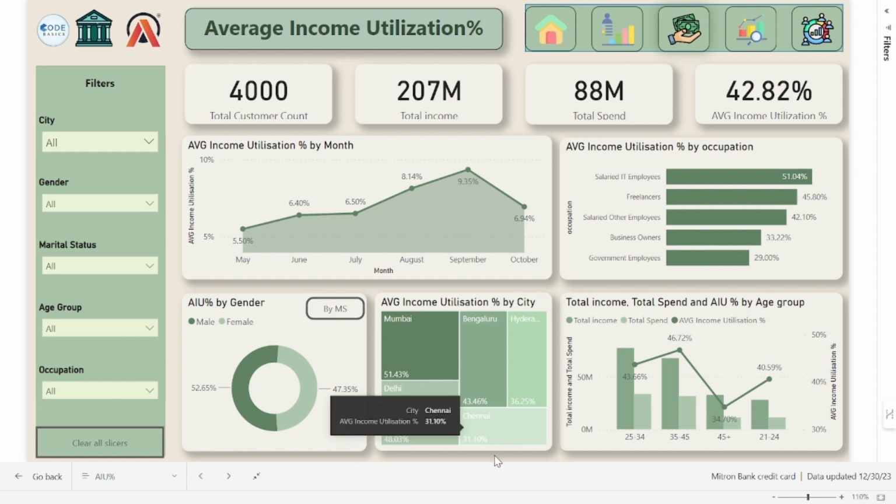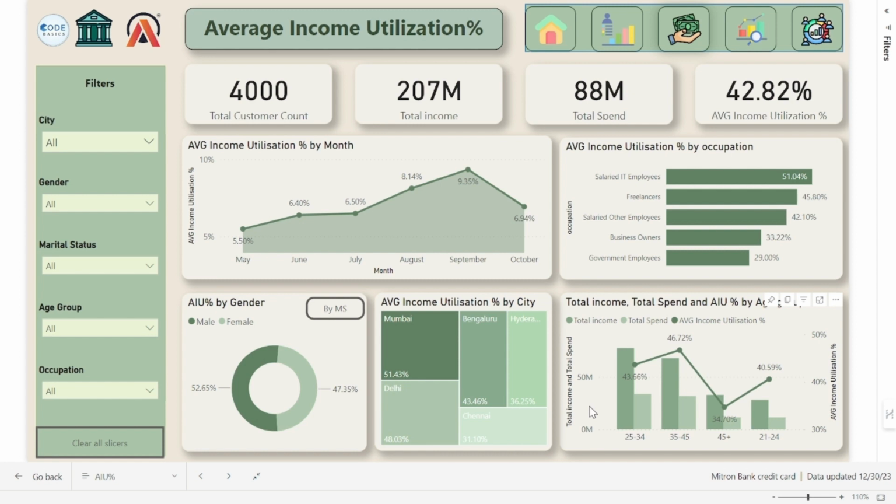And if we come to this tree chart, Mumbai takes the lead with an average income utilization of 51.43%, solidifying its position as the highest income city. And Chennai has the lowest average income utilization of 31.10%, potentially reflecting a low cost of living.